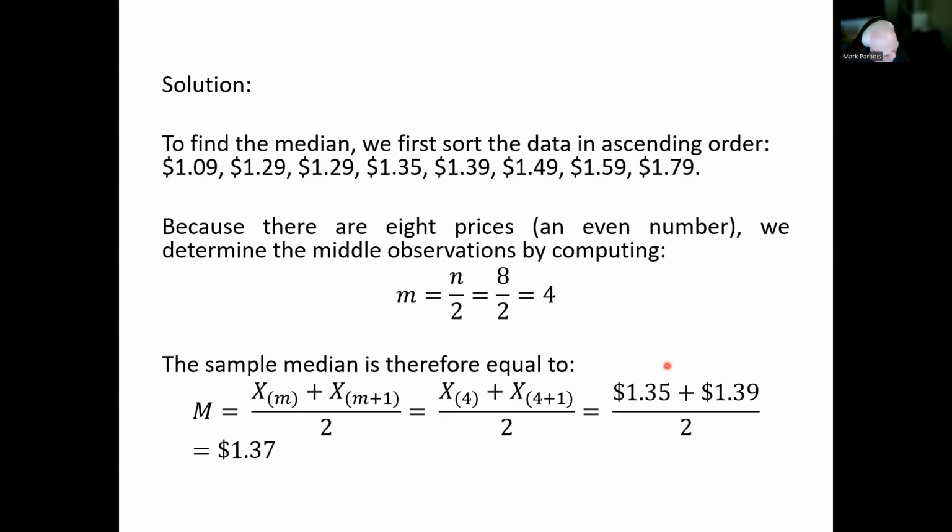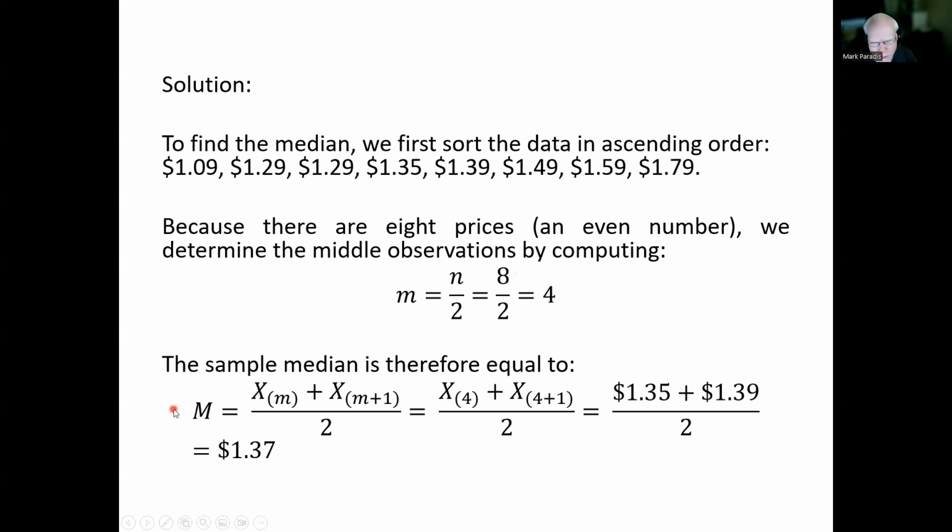So our formula here: there are 8 different prices, which is an even number. So we have to use the formula for an even number of observations. First step is we have to find m. When we're dealing with an even number, m is equal to n divided by 2. So 8 observations, 8 divided by 2 is equal to 4.